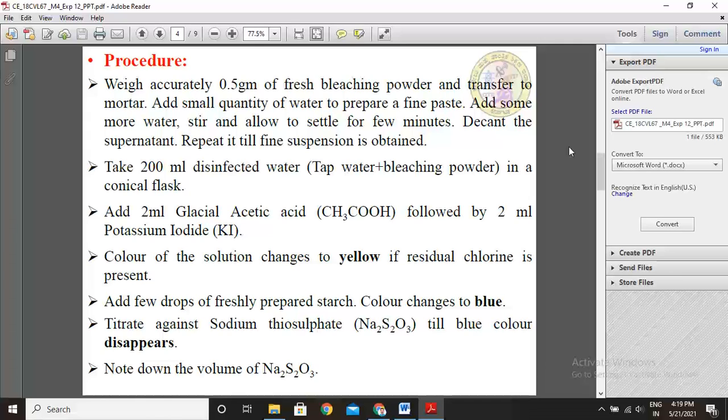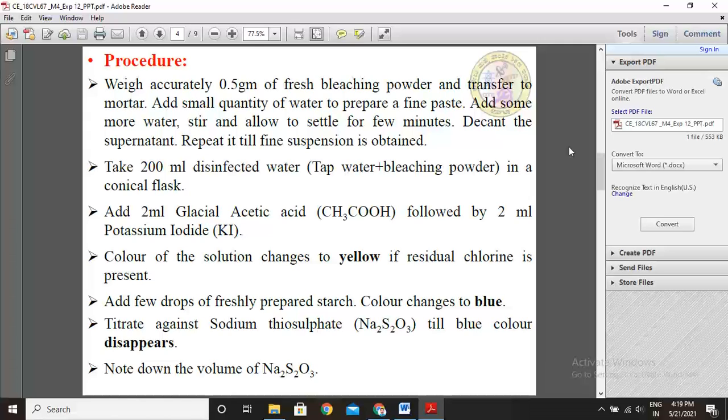After addition of this glacial acetic acid and 2 ml potassium iodide, the color of this solution changes to yellow if residual chlorine is present. Add a few drops of freshly prepared starch, then the color changes to blue.